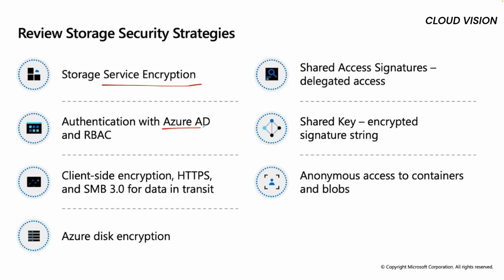Authentication with Azure AD or Azure AD B2C, and then you can use RBAC rules as well. You have client-side encryption. You have disk level encryption. You've got SAS key, shared access signature, which you can allow. A shared access key has a life of 24 months as a maximum, so you need to be mindful that you need to rotate those keys. The keys are encrypted signature strings and can be used along with key vault. And you can have anonymous access to the container and blobs.